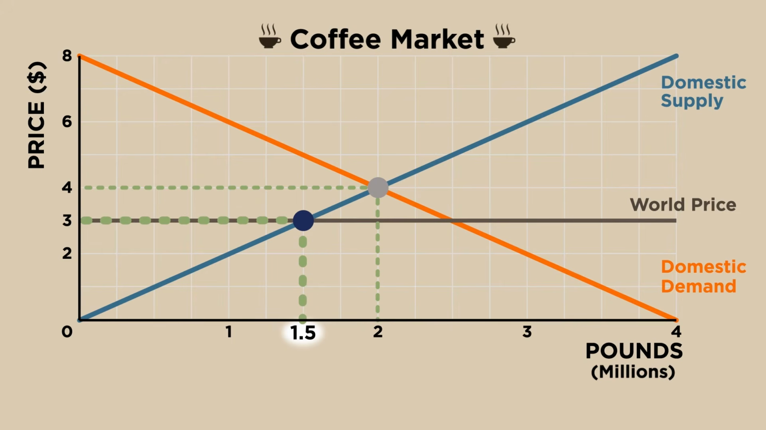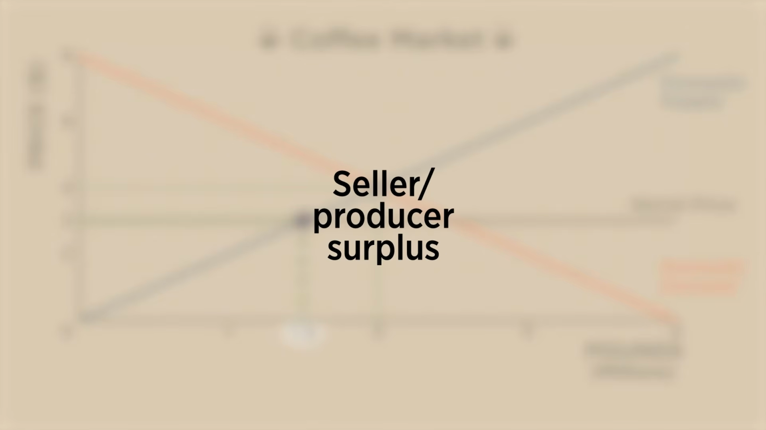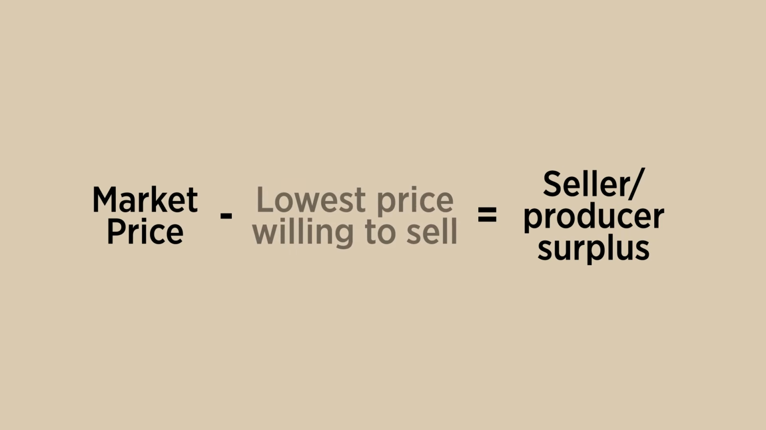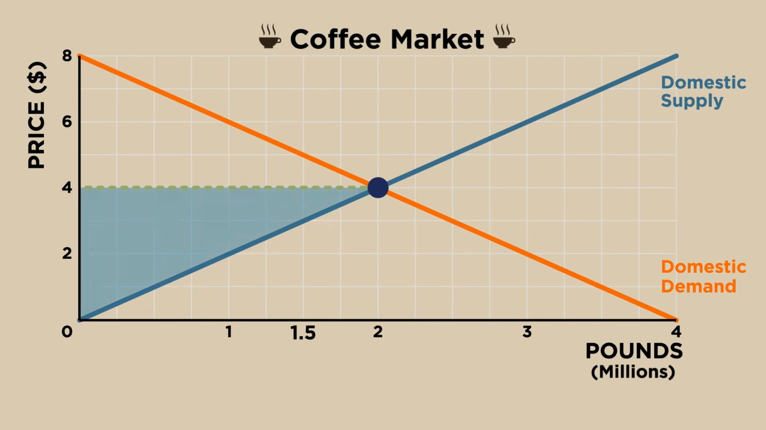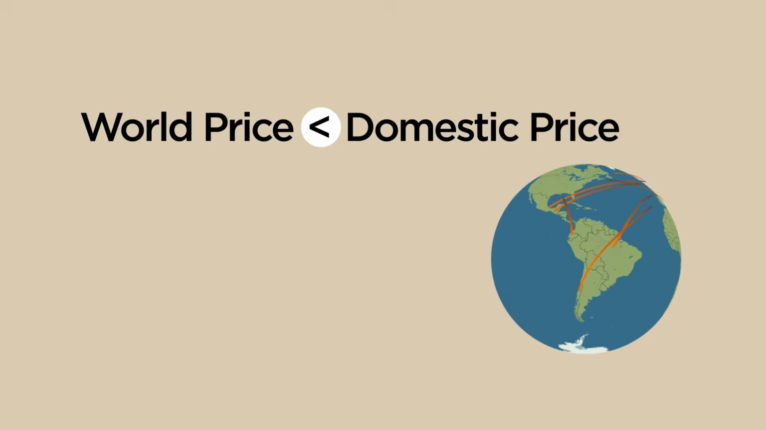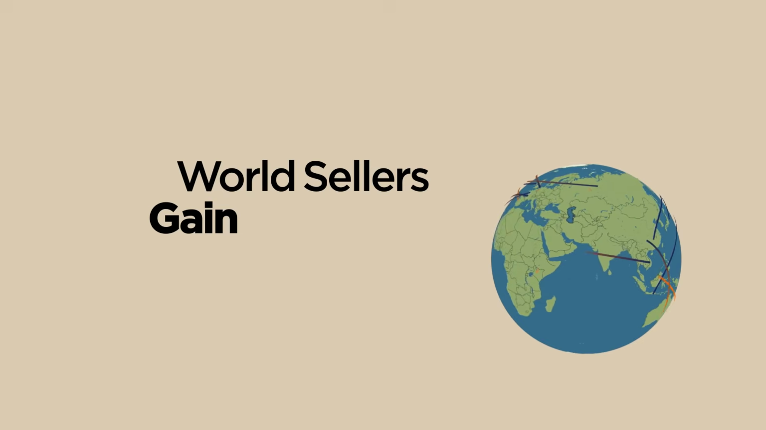Recall that a seller's gain from trade, known as seller or producer surplus, is the difference between the market price of an item and the lowest price they'd be willing to sell that item for. Originally, their surplus was shown by this blue shaded triangle, PS1 and PS2 combined. But by allowing trade with other countries, it fell to this smaller area of just PS2. When the world price is below the domestic price, world sellers gain from trade.